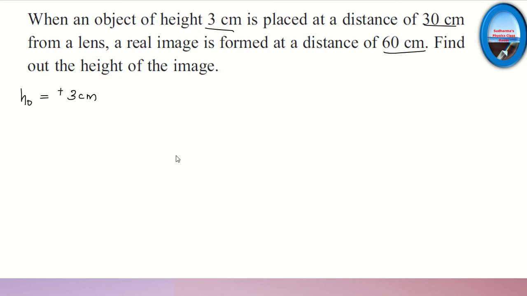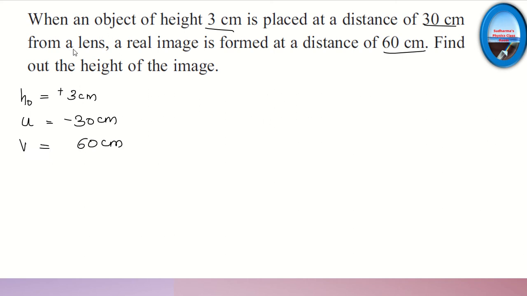So plus 3 centimeters, at a distance of 30 centimeter from the lens. So object distance is minus 30, because we already know object distance is negative. A real image is formed at a distance of 60 centimeter. Image distance is given as 60 centimeter.